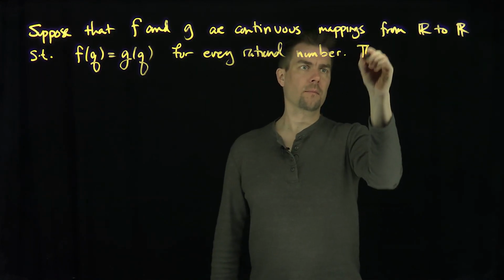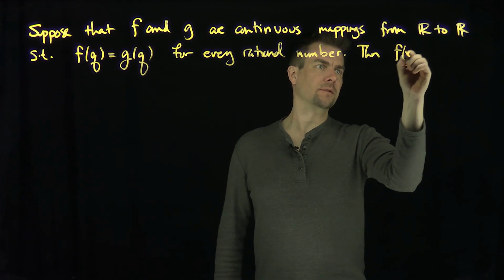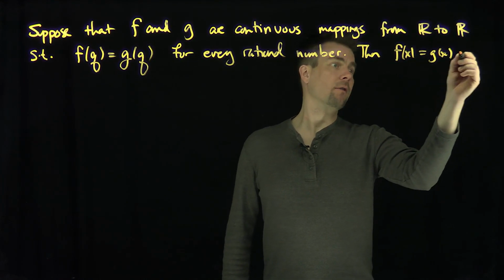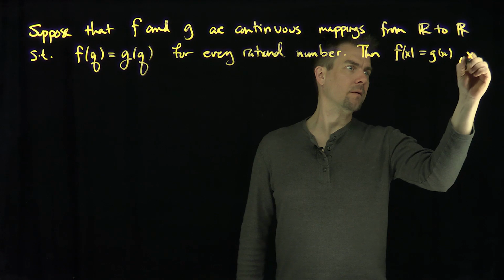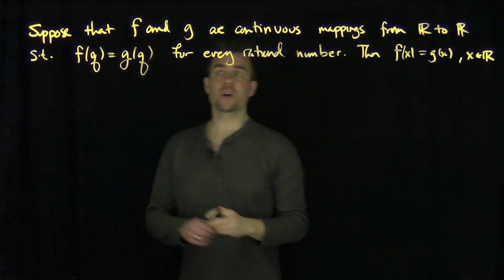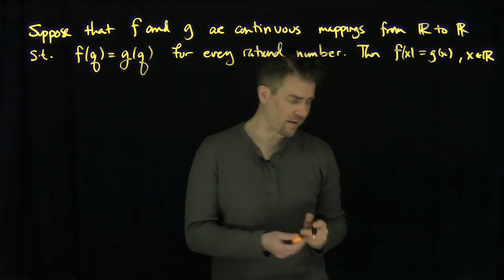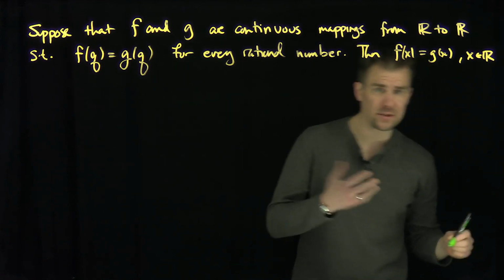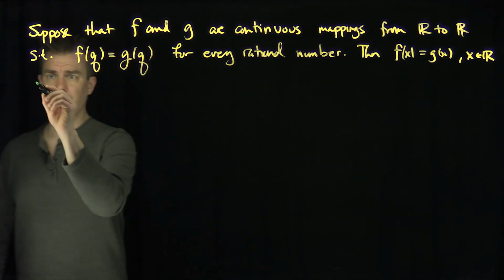Then f of x is equal to g of x for all real numbers. So if two functions coincide on the rationals, they have to coincide everywhere by continuity. So how do we prove that? This is the first application of density, so the proof is relatively straightforward.